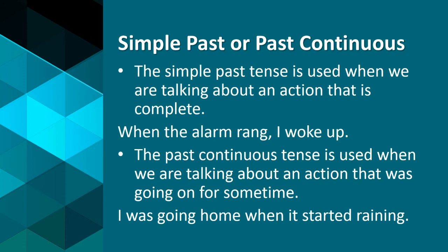In some cases, there is a confusion as to use the simple past or the past continuous. The simple past tense is used when we are talking about an action that is complete, as we already discussed. When the alarm rang, I woke up. The past continuous tense is used when we are talking about an action that was going on for some time. I was going home when it started raining. So I was going home means the action was gradually building up when it had started raining, right?